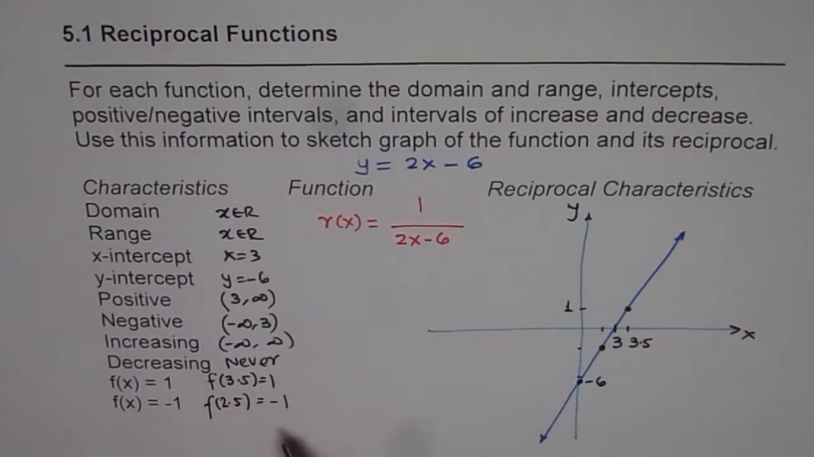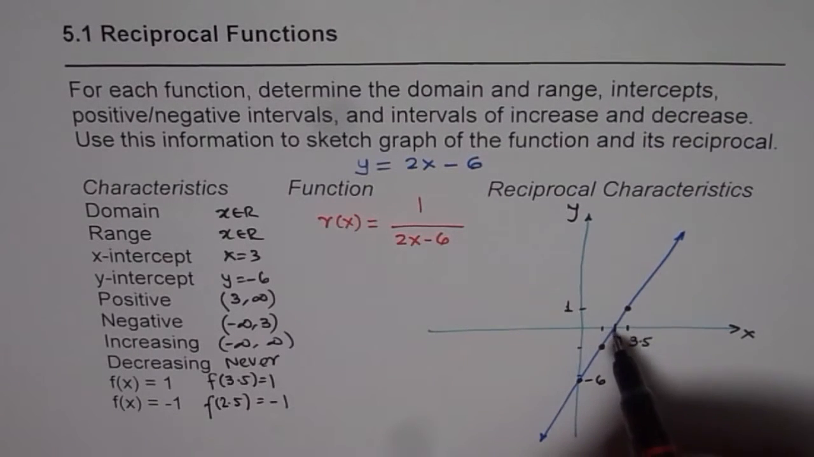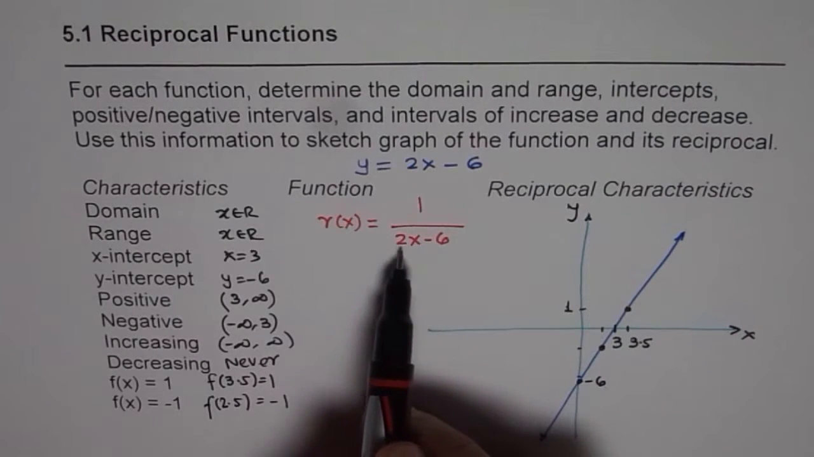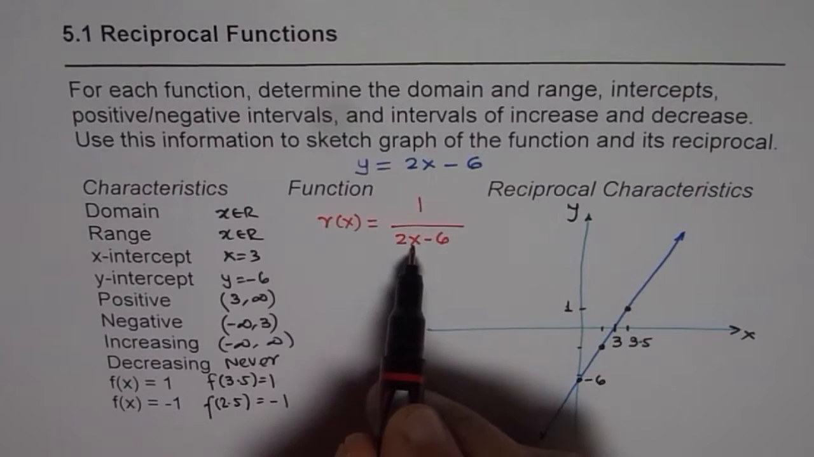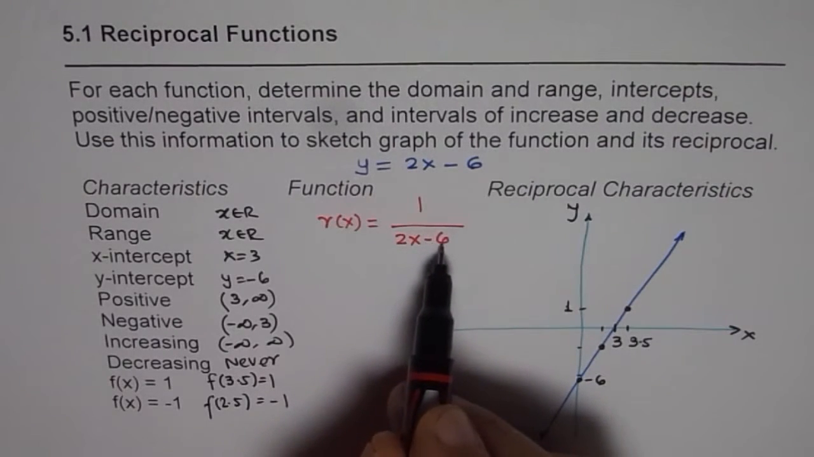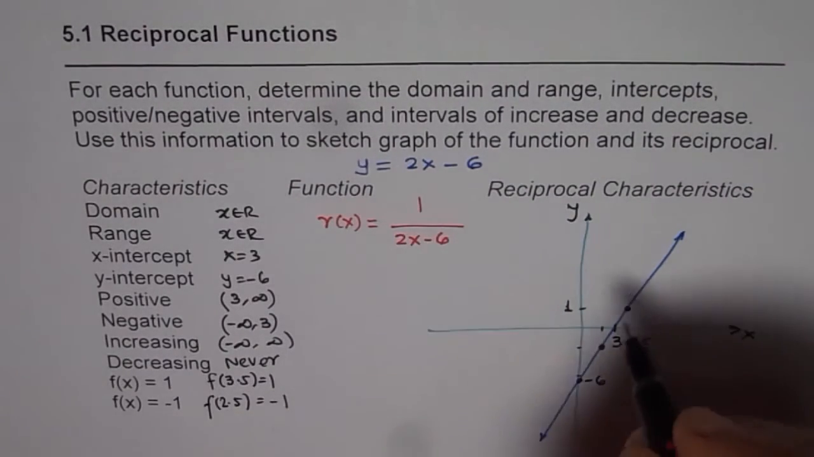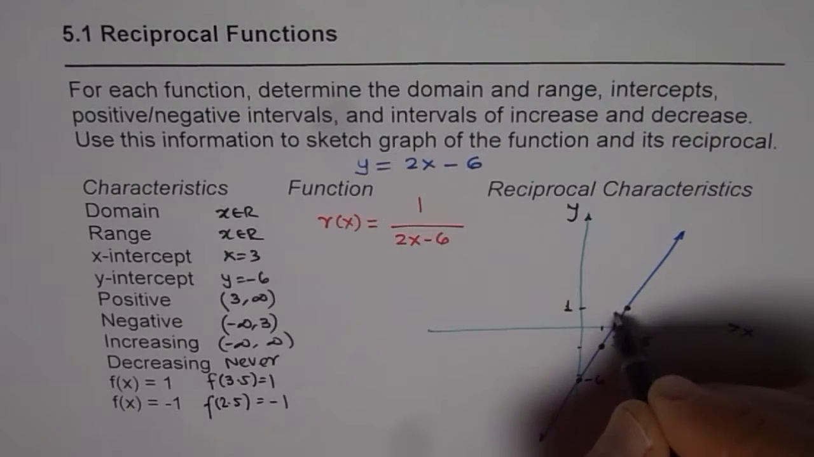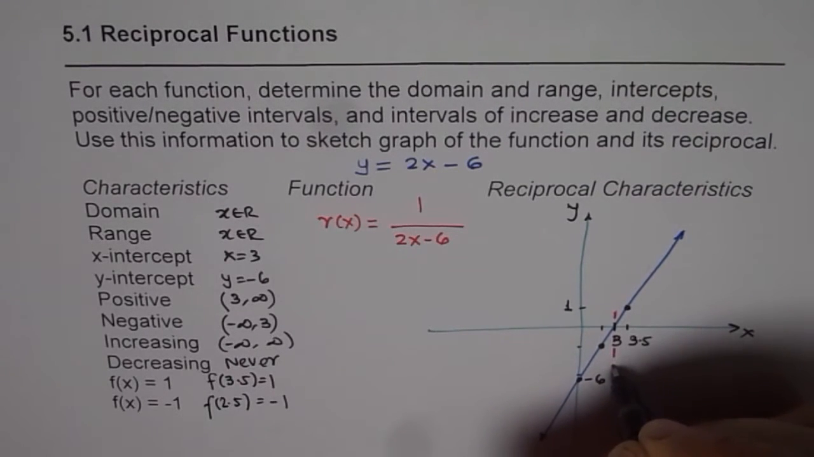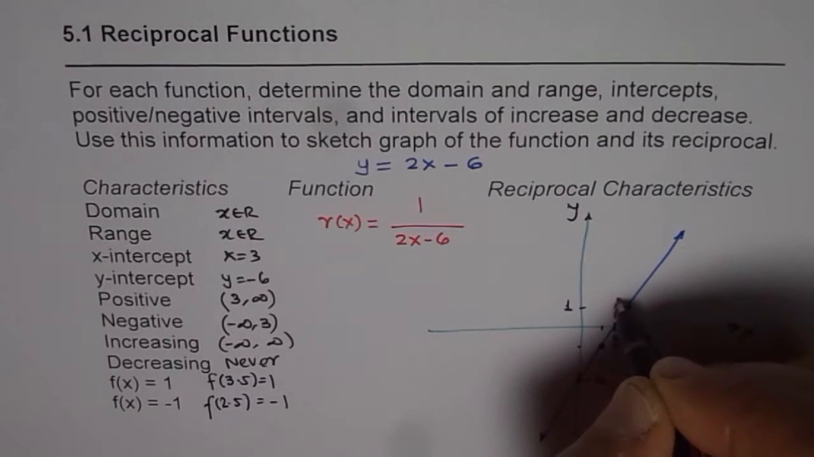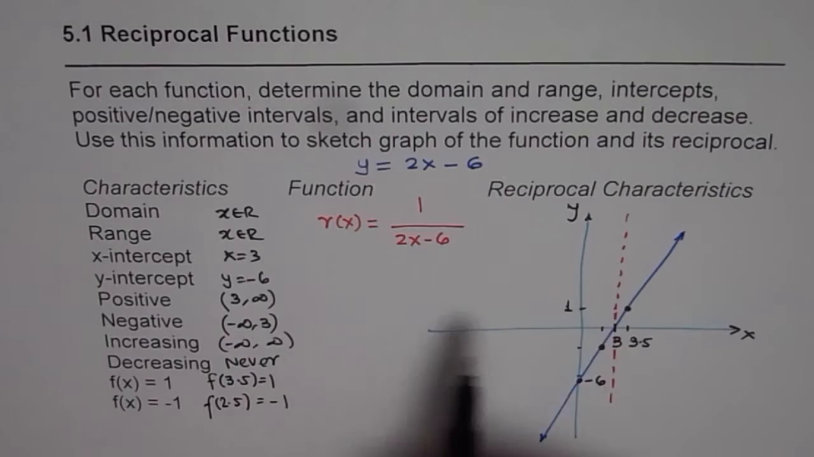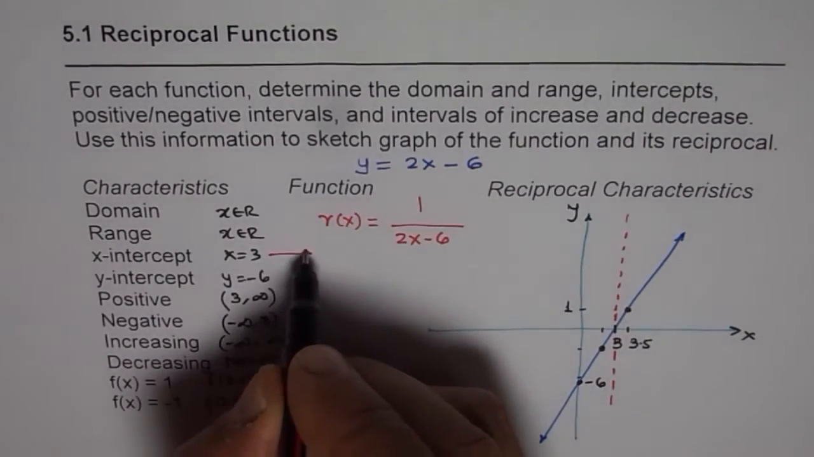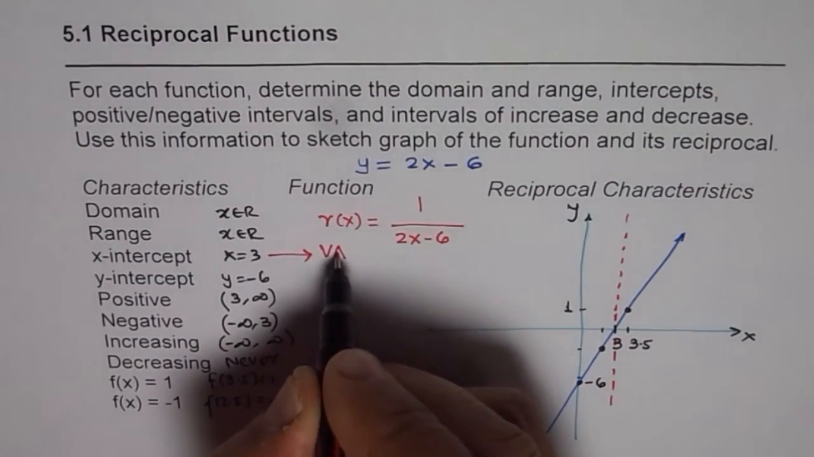Now, amongst these characteristics, the most important for me is the x-intercept itself. Now, this function is 0 at 3. If I write 3 here, 2 times 3 is 6, 6 minus 6 is 0. Now we cannot divide by 0, so at this point we have a vertical asymptote, right? So we have a vertical asymptote at the x-intercept of the function. So the reciprocal function will have a vertical asymptote. So this translates to a vertical asymptote. Do you see that?